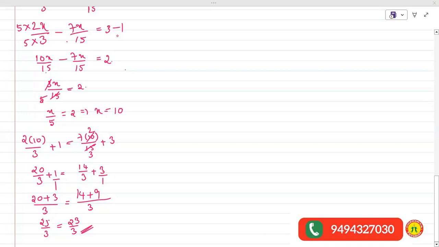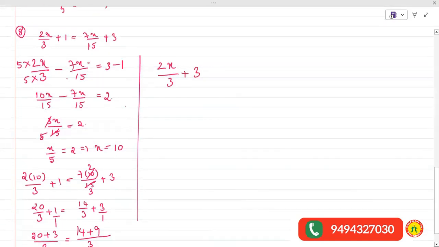Okay? Sir, I have another doubt. If we take 2x by 3 plus 1, we can make plus 1 into plus 3? No, not like that. 1 we can write as 3 by 3, so 2x plus 3 by 3. Yes, 2x plus 3 by 3 we can write. And then the other part also, x plus 1 by 2x plus 3 by 3.